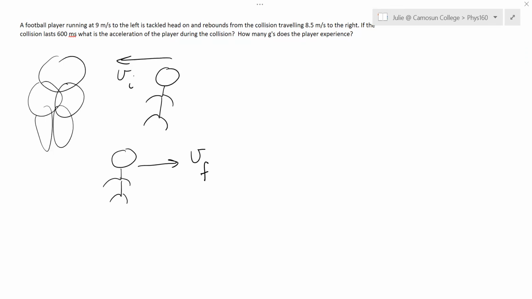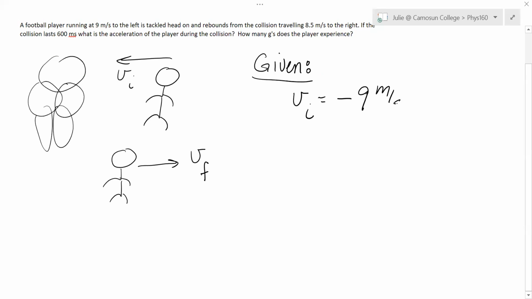Next is to write down the variables that are given. You will always be given 3 numbers, so you have to be able to find the 3 numbers and identify the variables they go with. Read the question carefully, and it says football player running at 9 meters per second to the left. That's VI, and because it's left, you have to put the negative. Okay, that's vitally important. So that negative means it's going left.